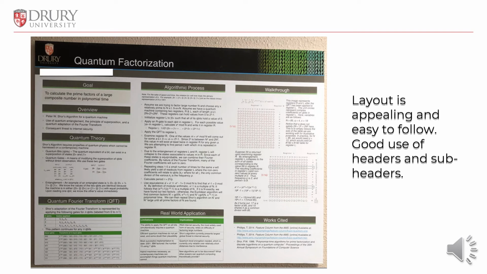So this one again is easy to follow. You can clearly see where the headers are. It has nice spacing. I would normally say this has quite a bit of text, but given the topic being quantum factorization, I would assume that it needs a little bit more of an explanation than some possible other things.